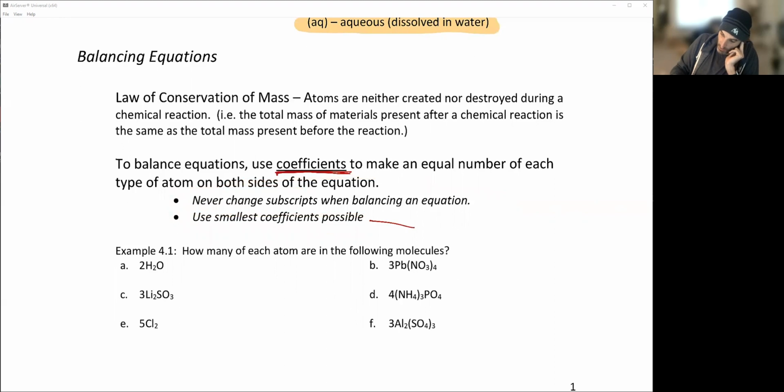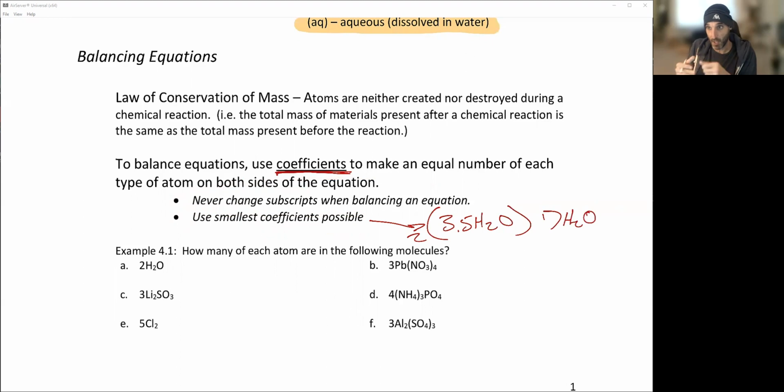So you are going to end up in some situations where you have something like 3.5 water molecules. We don't want decimals either. We're going to have to actually convert those to a whole number. So I could multiply the whole thing by 2, and we would end up with 7 water molecules. So the smallest coefficient possible is correct, and also we need whole numbers. Yeah, so that's kind of what we're shooting for.